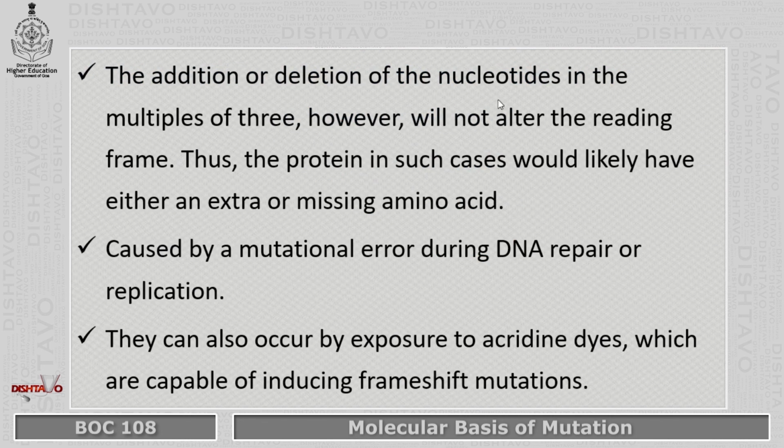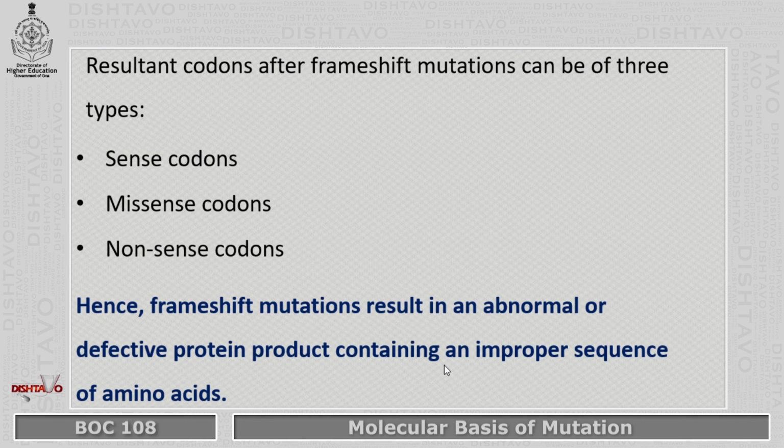The addition or deletion of nucleotides in multiples of 3, however, will not alter the reading frame. Thus, the protein in such cases would likely have either an extra amino acid or an amino acid might go missing. Now, frameshift mutations are caused by mutational errors during DNA repair or replication. They can also occur by exposure to acridine dyes, which are capable of introducing frameshift mutations.